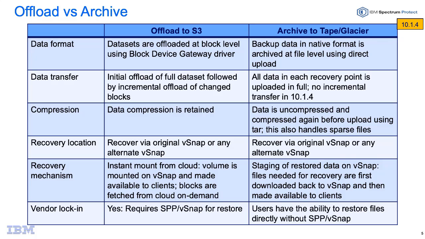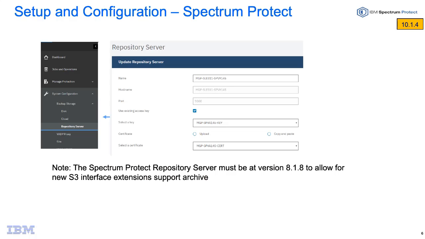One of the nice features about archive with regard to that is with offload, you do require Spectrum Protect Plus and vSnap for the restore, but with the archive, you have the ability to restore the files directly without SPP or vSnap. Now the setup and configuration of this is very similar to offload.